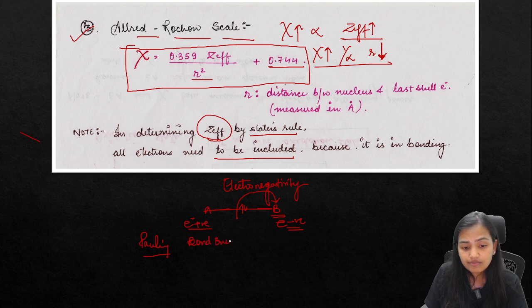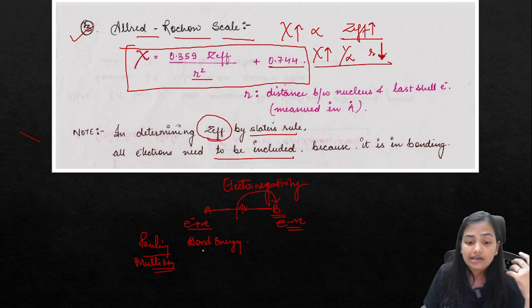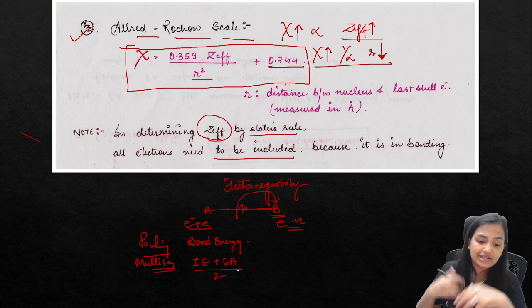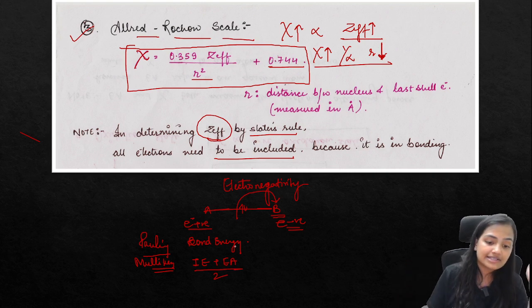On the basis of bond energies. Mulliken expressed the electronegativity values on the basis of ionization energy and electron affinity. He just said they are the average of ionization energy and electron affinity, one is giving, one is taking, kind of thing is happening.